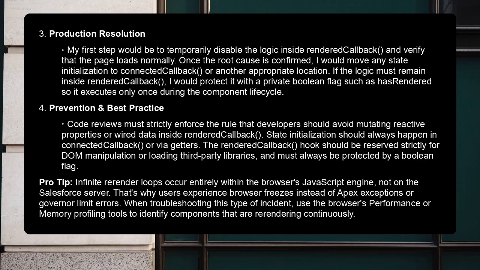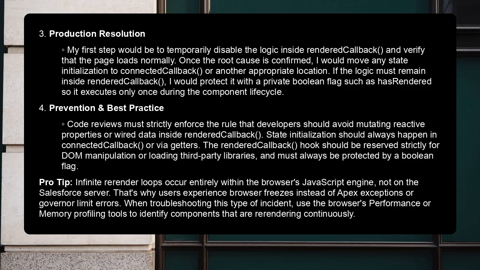Code reviews must strictly enforce the rule that developers should avoid mutating reactive properties or wired data inside renderedCallback. State initialization should always happen in connectedCallback or via getters. The renderedCallback hook should be reserved strictly for DOM manipulation or loading third-party libraries, and must always be protected by a Boolean flag. Pro tip: infinite re-render loops occur entirely within the browser's JavaScript engine, not on the Salesforce server. That's why users experience browser freezes instead of Apex exceptions or governor limit errors.